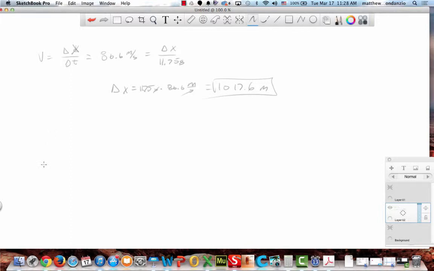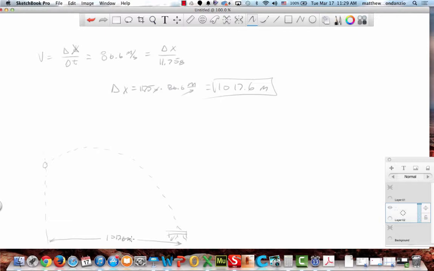Correct. If I have my cannonball here, right? Here's my target. It's got to be this distance from the center of the target. It's got to be 1,017.6 meters. Does that make sense?